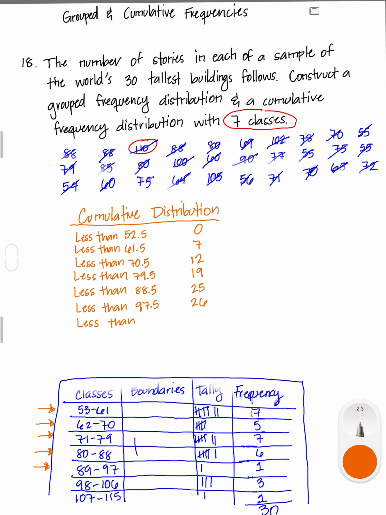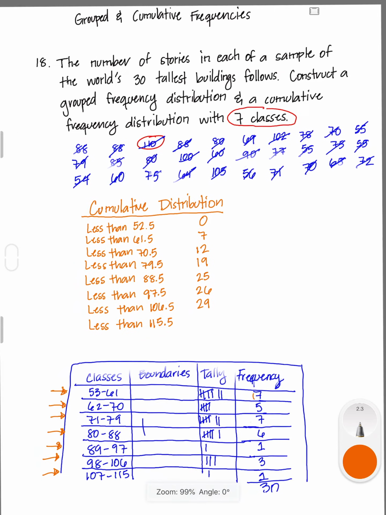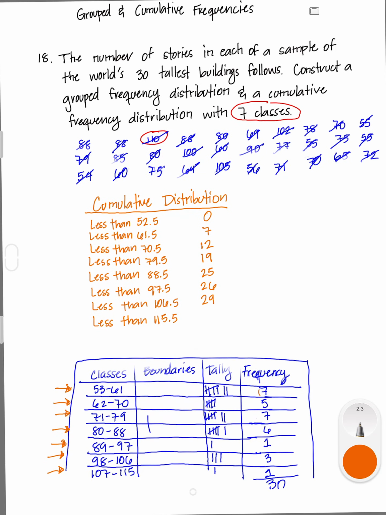And then less than 106.5. That will be 3 more, so 29. And then less than 115.5. So that will be 1 more, so it's 30. Whoops. Just by the end. Alright, so 30. So that will be my cumulative distribution.